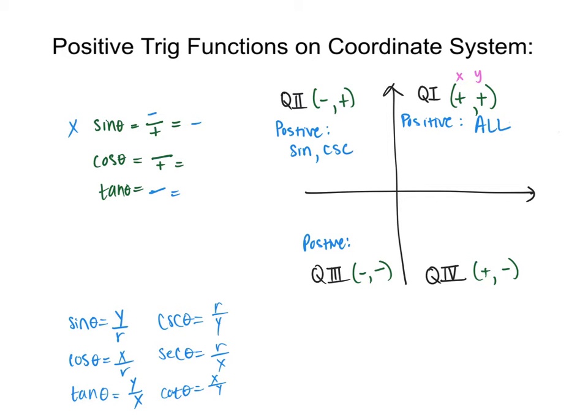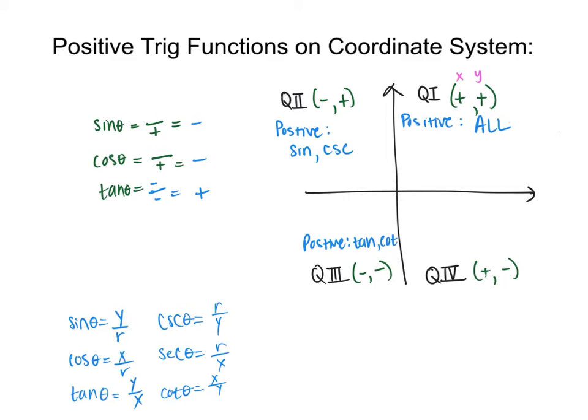Cosine would be x, which is negative, over the radius, which is positive, so that's still a negative, so cosine doesn't work. Tangent, on the other hand, is y over x, which is a negative over a negative. Two negatives divided by each other is going to make a positive number. So in this case, tangent here is the winner. So tangent works, and also cotangent would work as well, right? Because cotangent is the reciprocal.